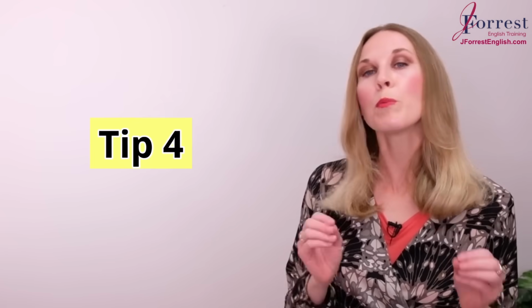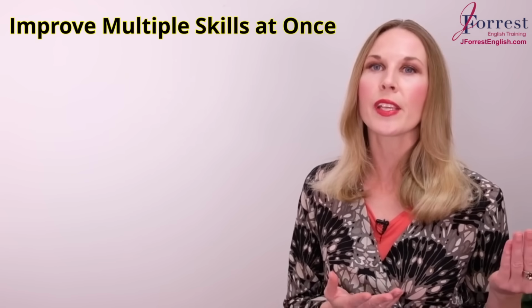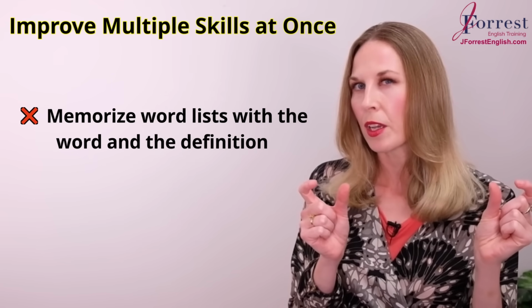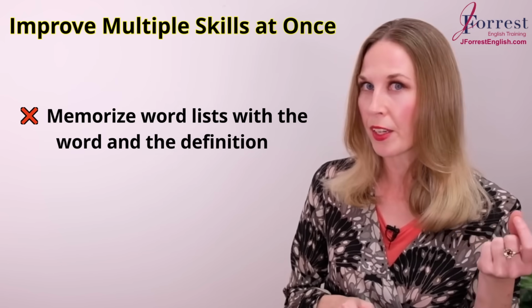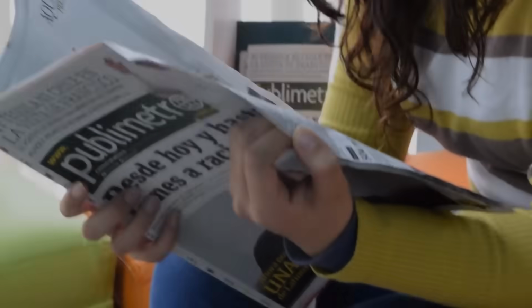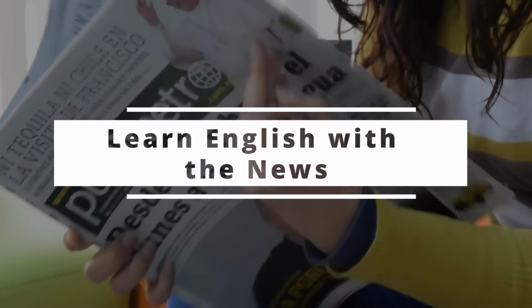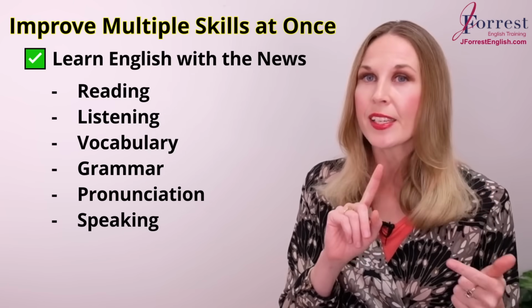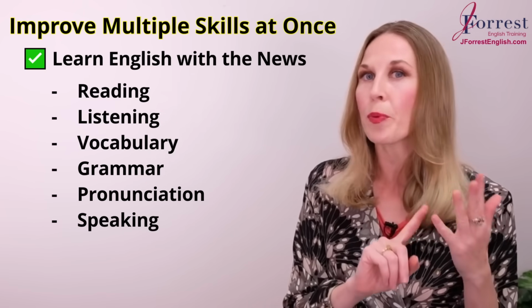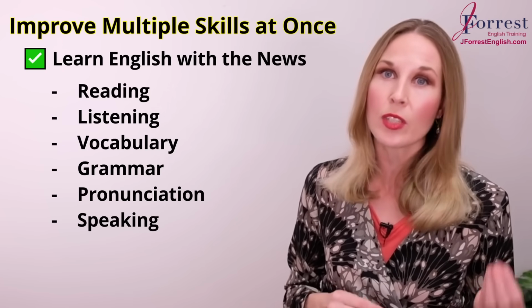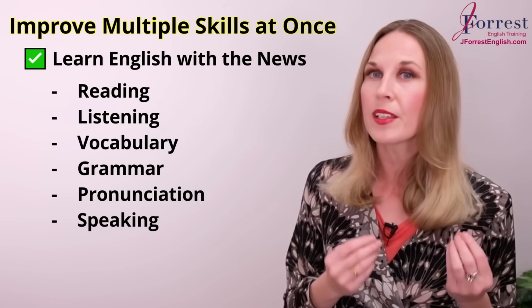Tip number 4, improve multiple skills at once. A lot of students study using word lists and they have an individual word and a definition. But that is only improving one skill. If you follow my YouTube channel, you know I love sharing videos where we learn English with the news because you're learning so many different skills at once. You're improving your reading, your listening, your vocabulary, your grammar, your pronunciation, your speaking. You're doing all of that at once. So you're maximizing your time by focusing on multiple skills.